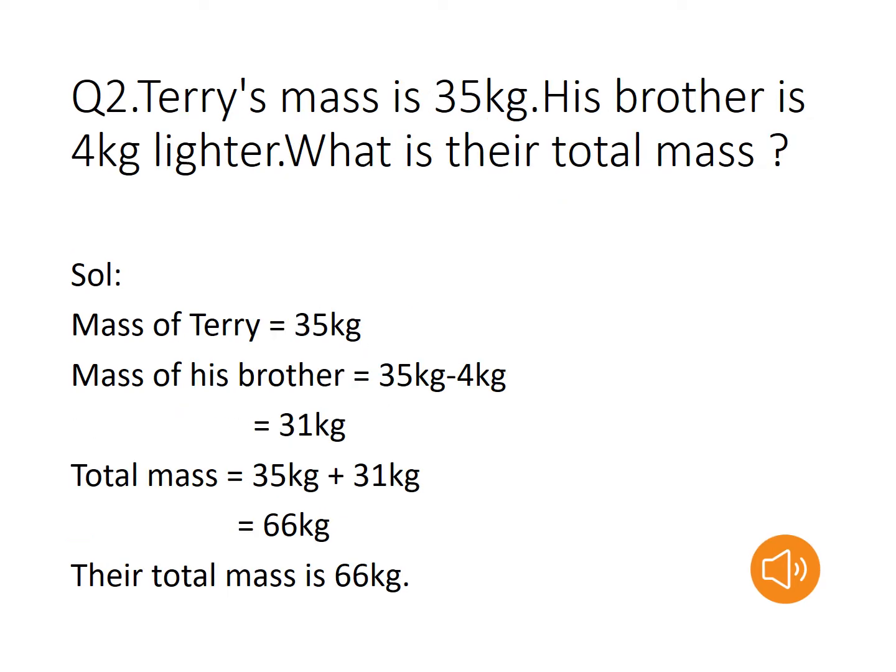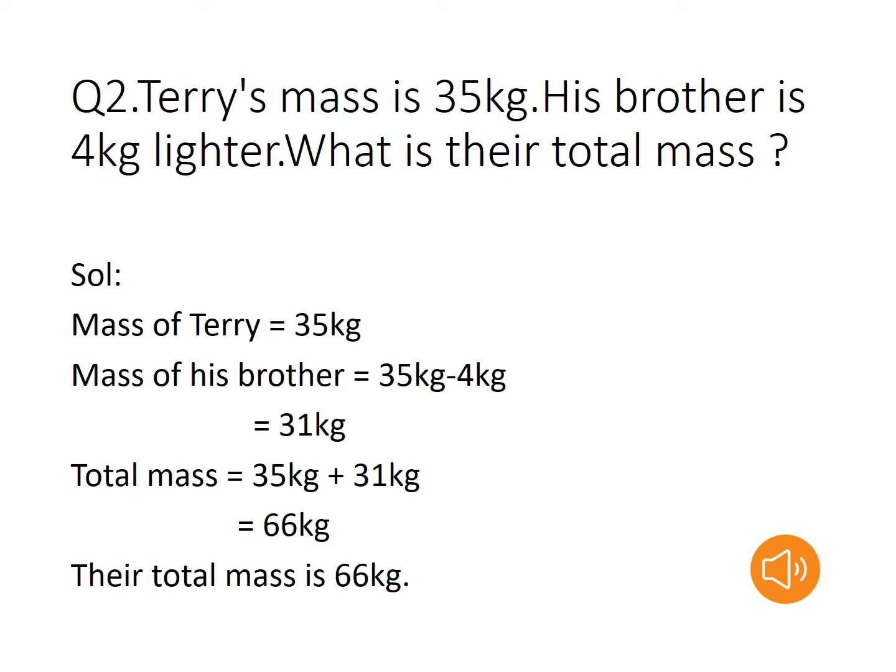Question number 2. Terry's mass is 35 kg. His brother is 4 kg lighter. What is their total mass? So after reading the statement, first we will find out his brother's weight. What will be his brother's exact weight, and then in the second part we will find out their total mass. So the first statement will be, now I am telling you the solution, mass of Terry is equal to 35 kg. It will be our first statement.